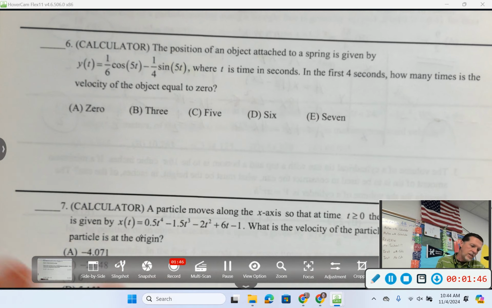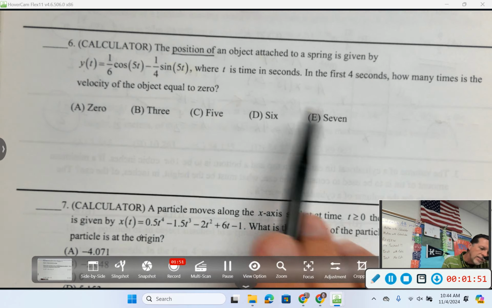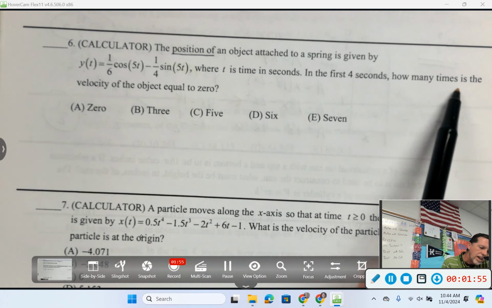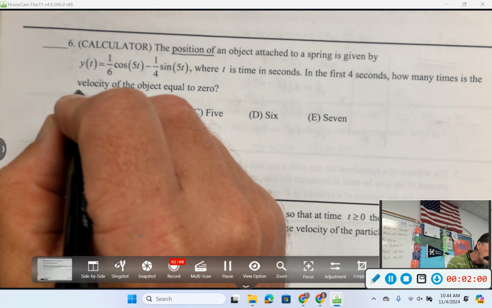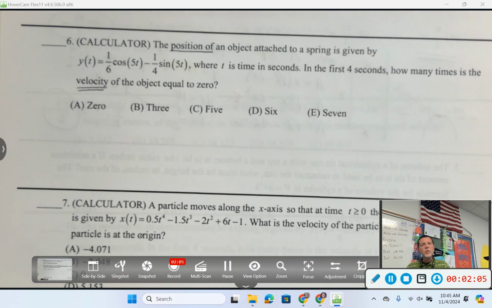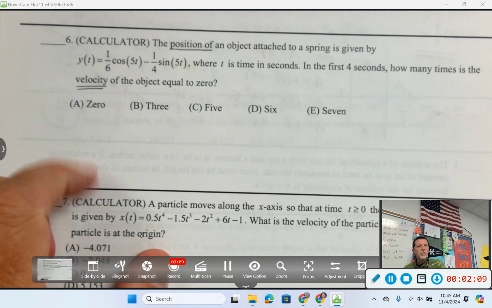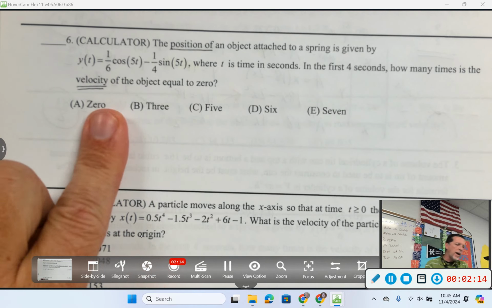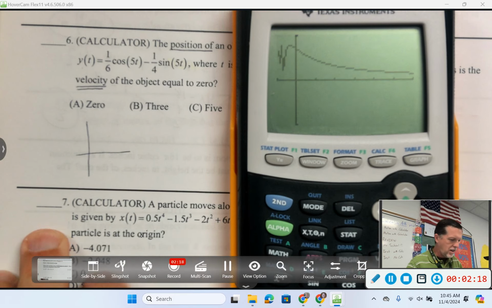Number 6. The position of an object is given below. T is in seconds. In the first 4 seconds, and this is on the calculator, how many times is the velocity of the object equal to 0? So how do I know when the velocity is equal to 0 if I have position? Derivative. Now this is with a calculator, so I could take a derivative by hand, or I could type this in.